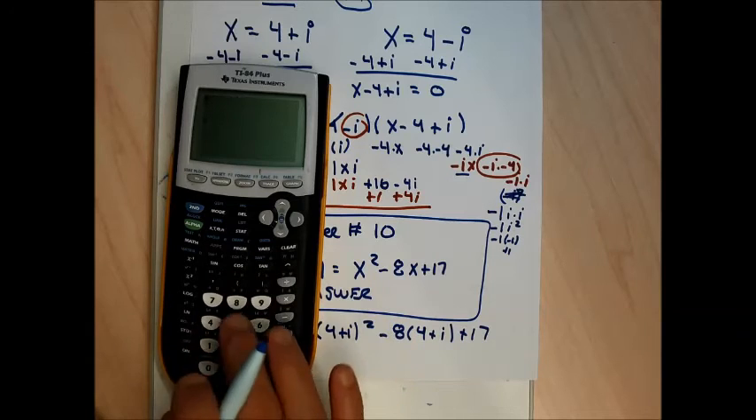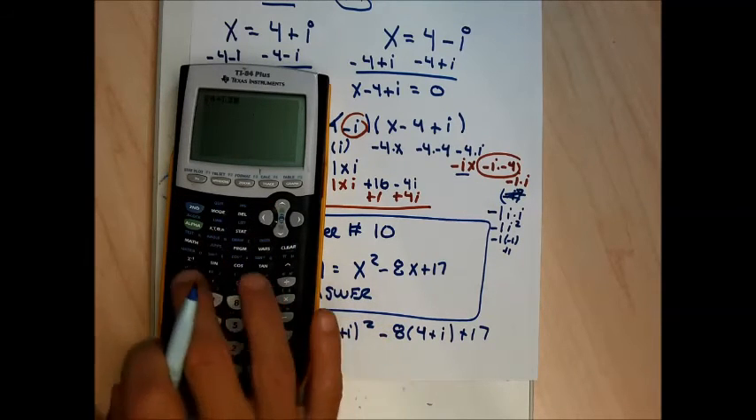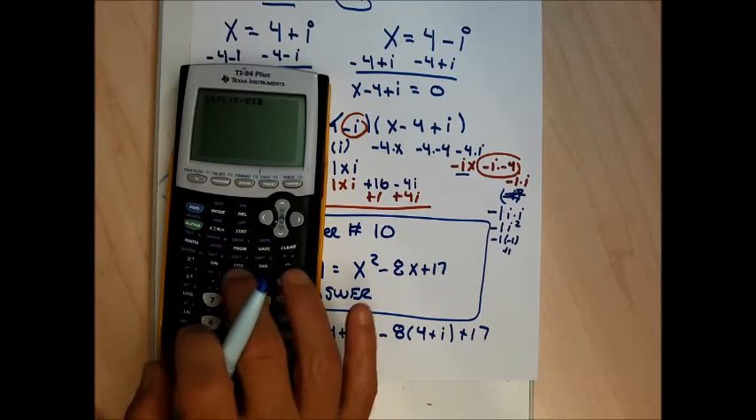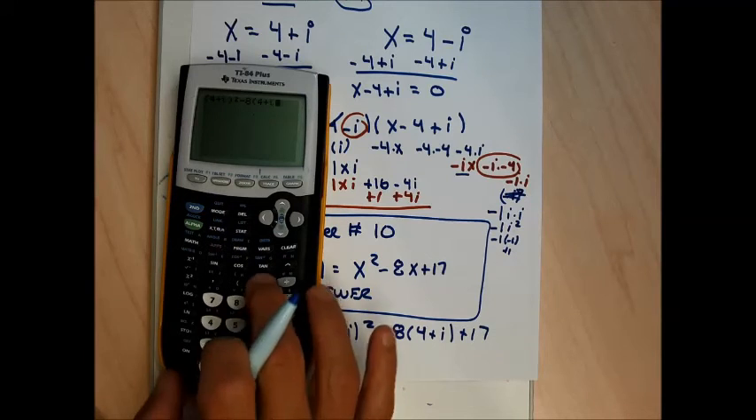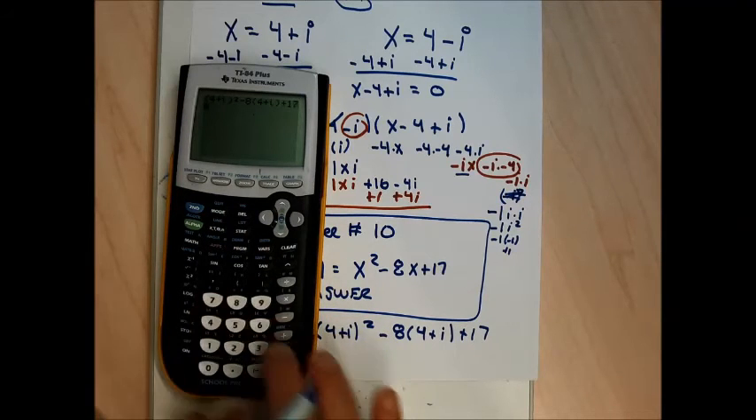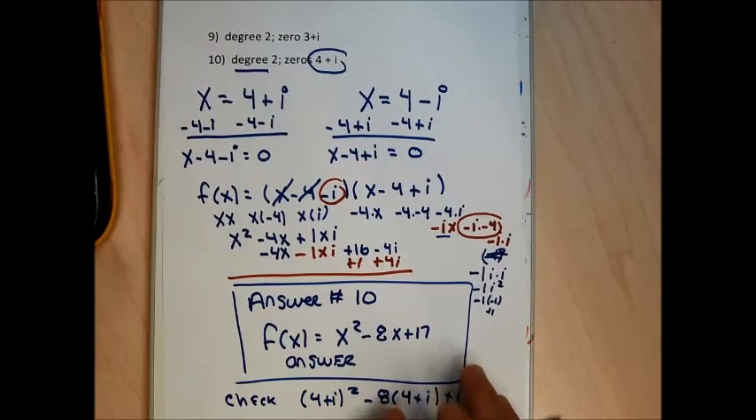So I'm going to go parentheses 4 plus second i squared, minus 8 parentheses 4 plus second i, plus 17. If I hit equals and get 0, I know that that is good. I could do the same thing for the 4 minus i. So give number 9 a try and see what you can do with it.